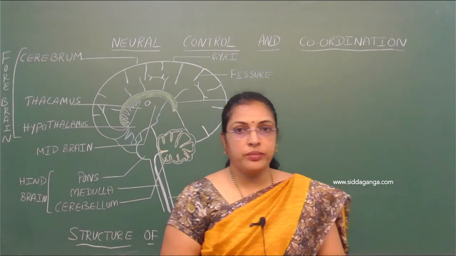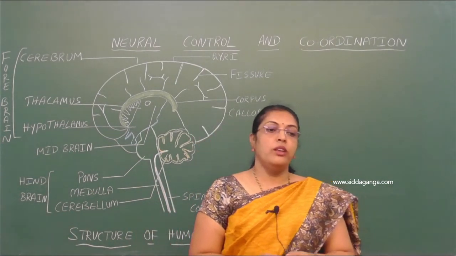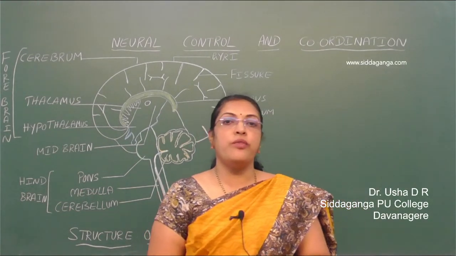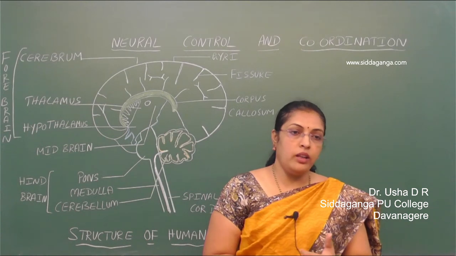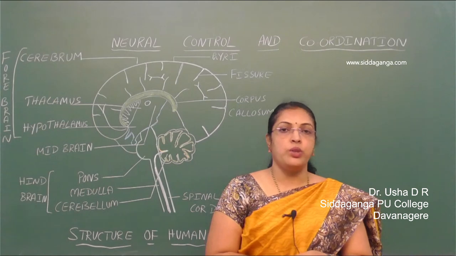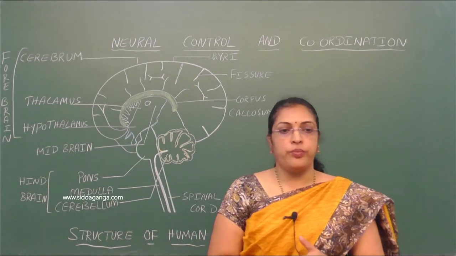Namaste children. In this class, we'll discuss neural control and coordination. In our last class, we discussed animal tissues, the four types: epithelial tissue, connective tissue, muscular tissue and nervous tissue. In this class, we'll discuss in detail about nervous tissue.